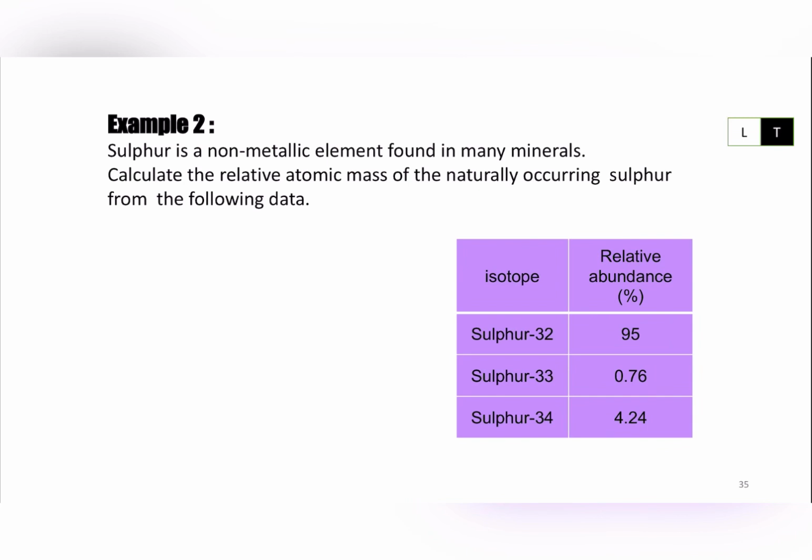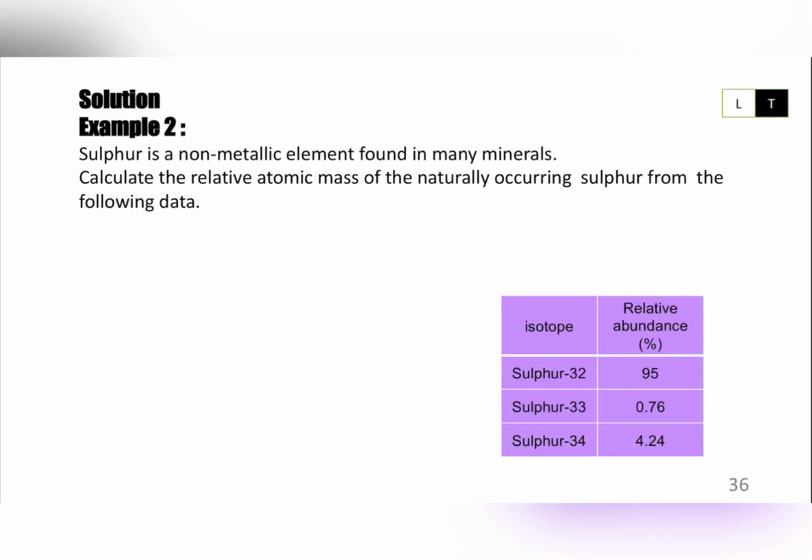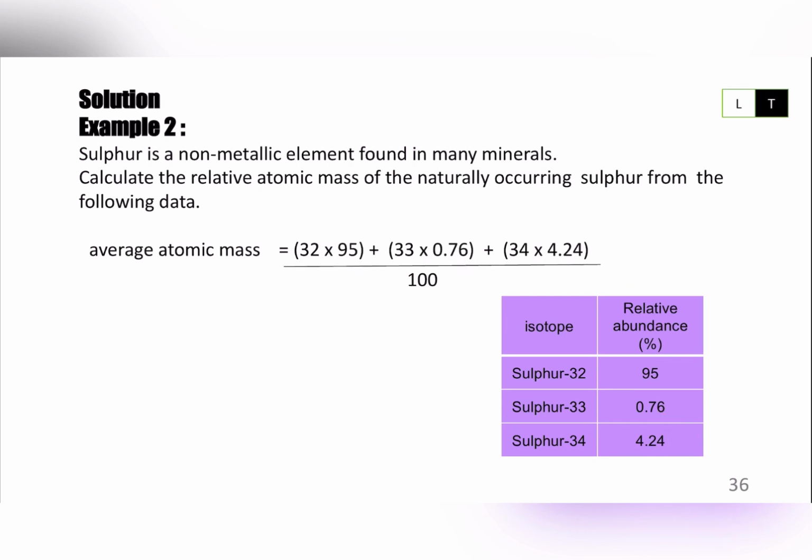Let's try one more example where I ask you to calculate the relative atomic mass of naturally occurring sulfur from this data. So right now they give you the data instead of a mass spectrum. But don't worry, just calculate by using Kimi-Ki. So I'm going to calculate the average atomic mass, Kimi-Ki. All of this value, 32 times 95 plus 33 times 0.76 plus 34 times 4.24 over 100, because we have 95 plus 0.76 plus 4.24.